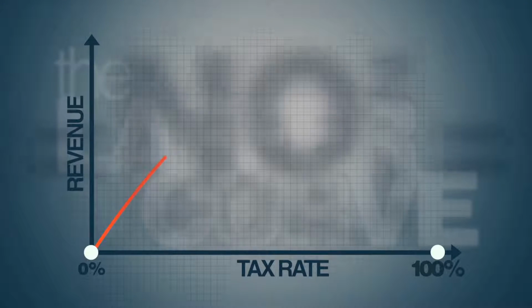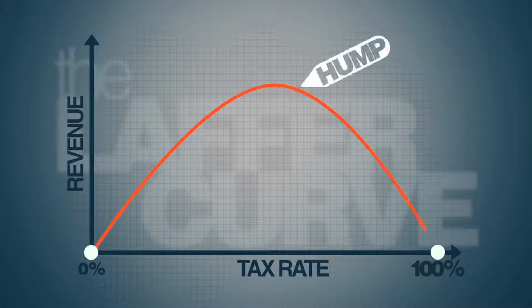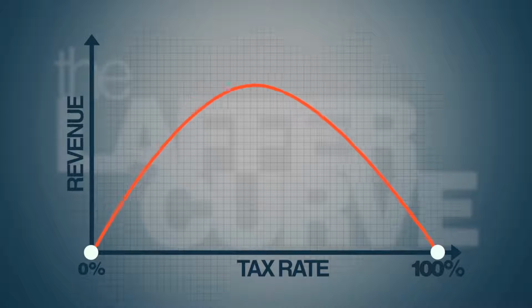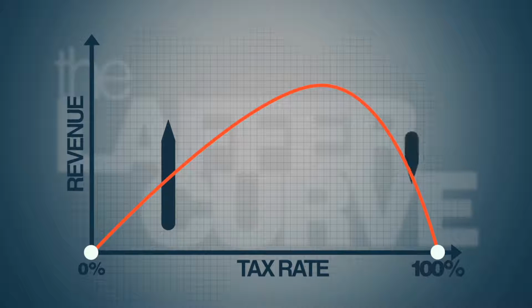Now, let's complete the curve. When we do, we see that the curve must have a hump. That is, it could look like this, or this, or this. But it has to have a hump. This is simply because the revenue line has to go up in the low tax rate part of the graph, and it has to start going down to reach the point we drew at the 100% tax rate.